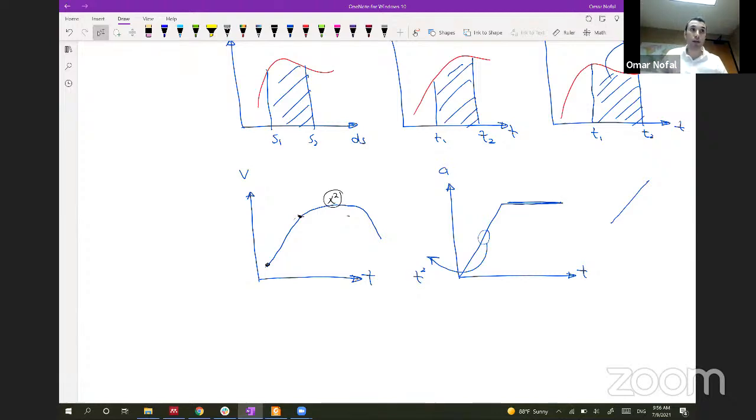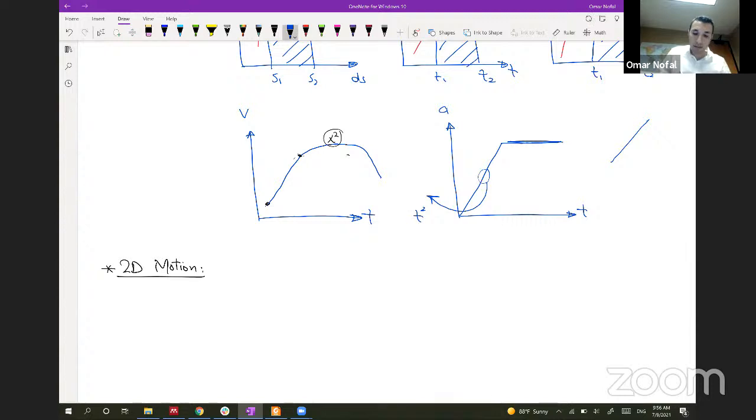And if we are talking about Cartesian or curvilinear motion, so 2D motion, we divide the 2D motion into different things. Number one, we have Cartesian. Number two, we have the tangent normal. Number three, we have the polar.